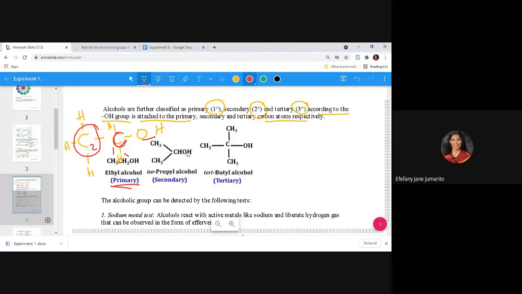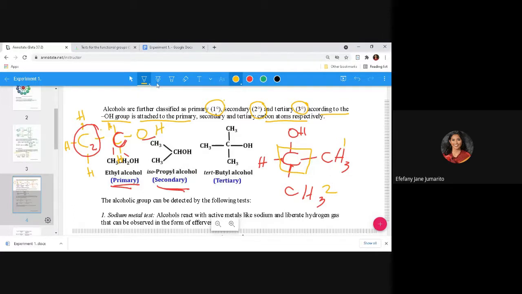Now we have our secondary. It is called secondary because, why? How many alkyl groups are present on this carbon? Two. We have one, we have two. So this is secondary.